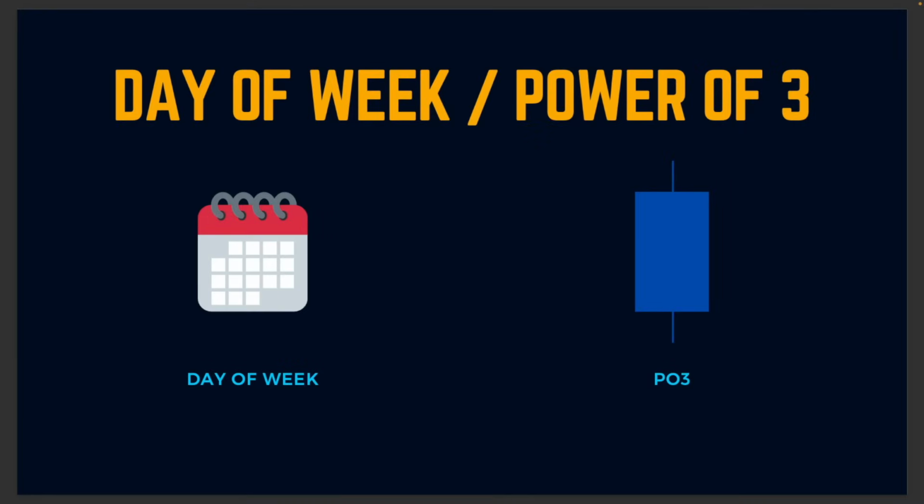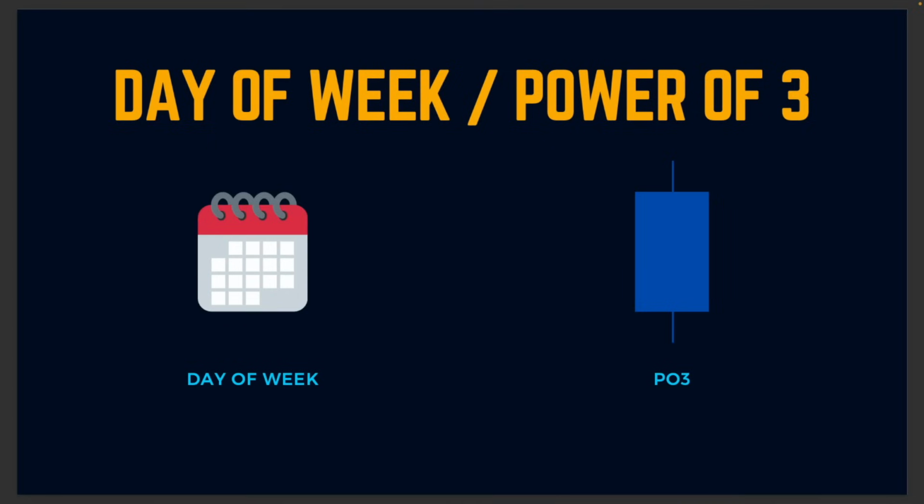So after I determine the higher time frame order flow, I want to understand where we are in the week, what day of the week it is, so I can form a plan and understand power of three. Which direction is likely to be the manipulation phase before reversing and getting back in sync with our higher time frame order flow.